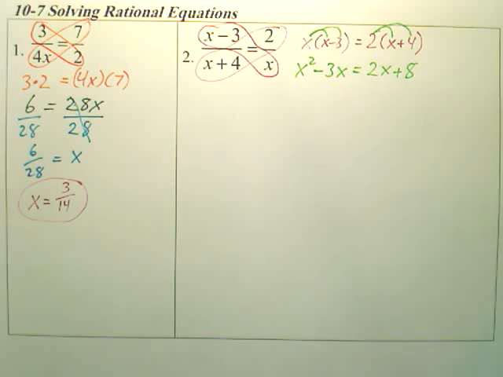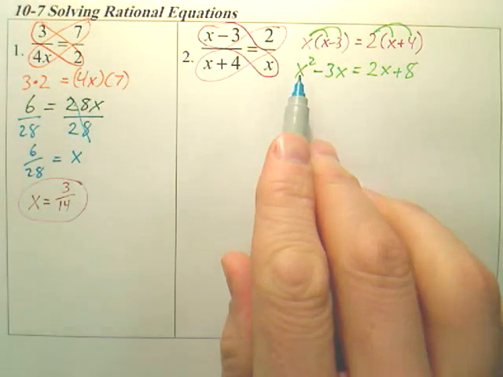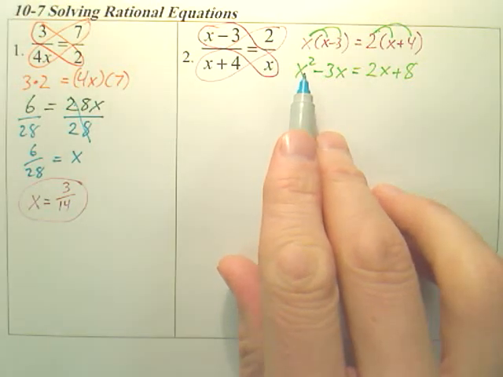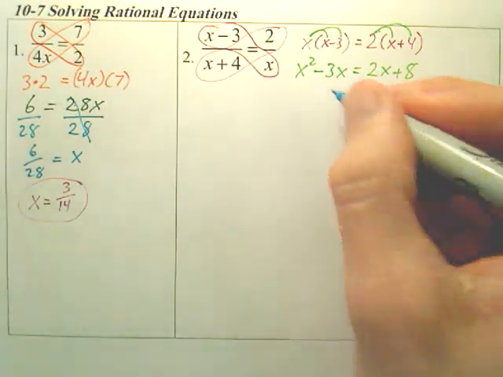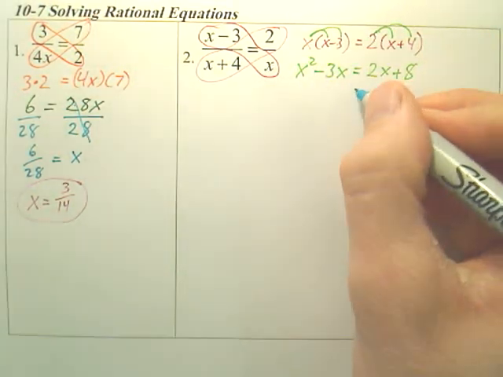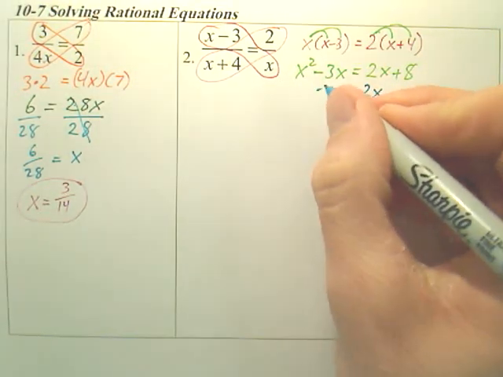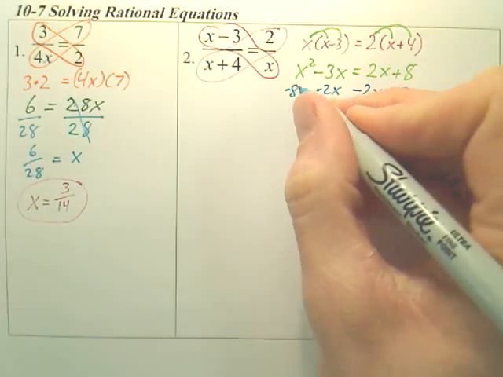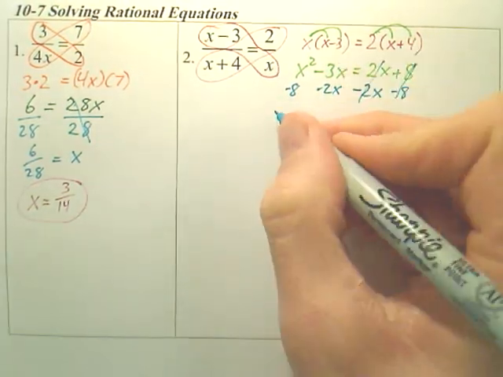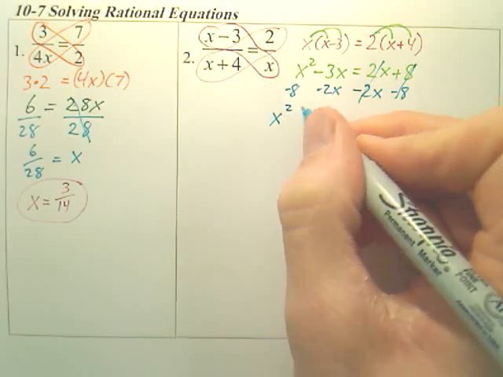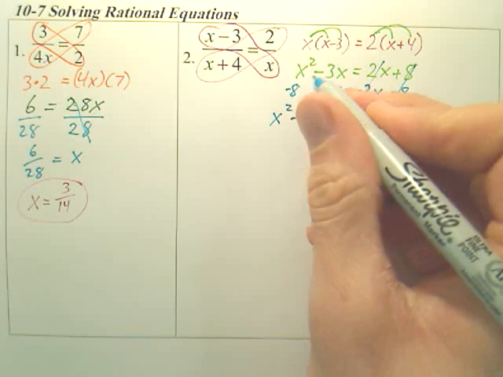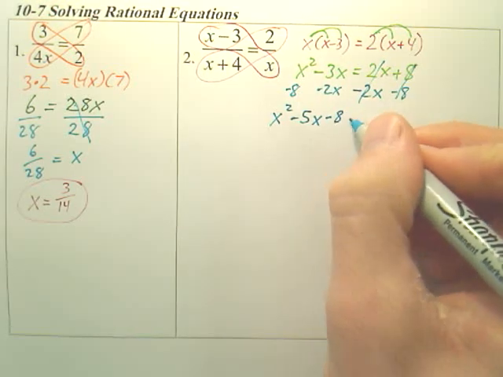Okay, I now want to solve this, and this one's a little bit more difficult than the last one. This one has an x squared, so what that means is it's a quadratic. Since this is a quadratic, we have to set it equal to 0. So we're going to subtract the 2x over, and subtract the 8 over. So now we have x squared, negative 3x minus 2x is negative 5x, and that negative 8 can't combine with anything, so it's just minus 8.